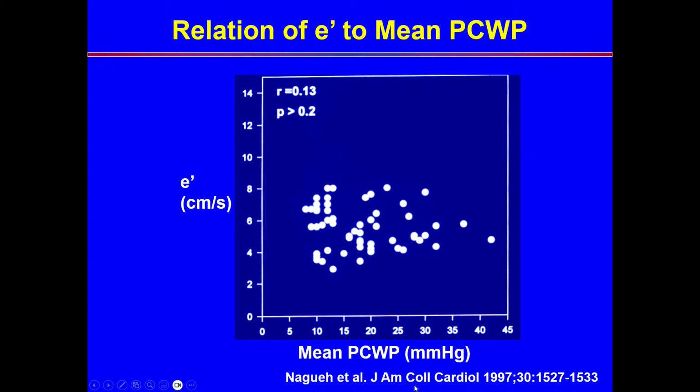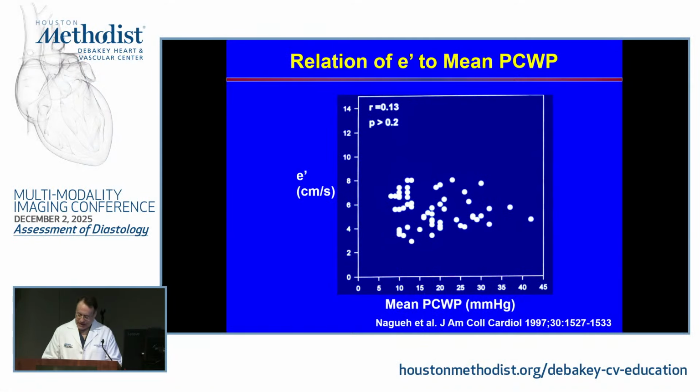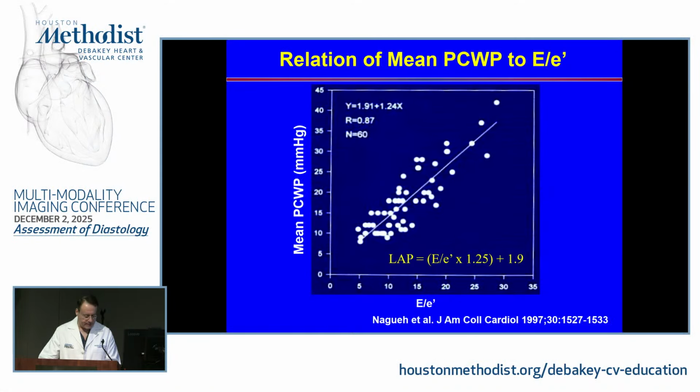Another study that was published in 1997 looked at the relation of that E prime velocity against wedge pressure. You can see a wide spread from 5 to more than 40, and it's a scatter plot, no relation. So if you put things together, we are looking at a velocity that is directly inversely related to relaxation, but is not affected by pressure.